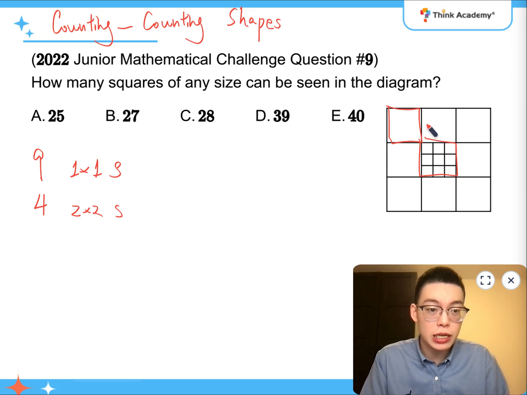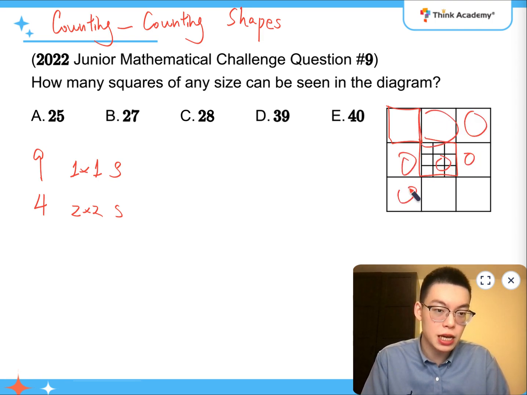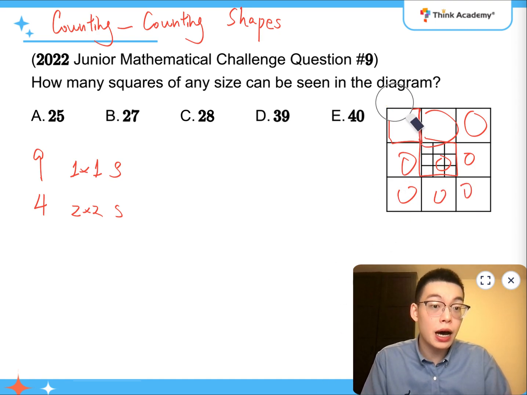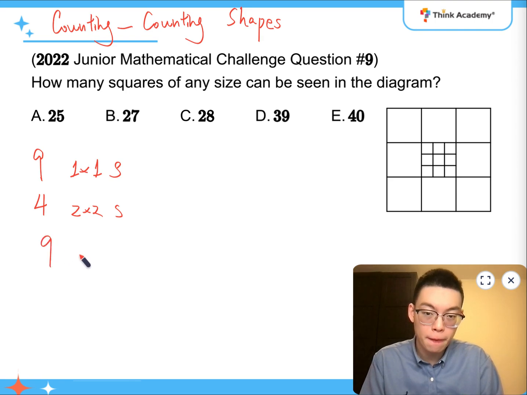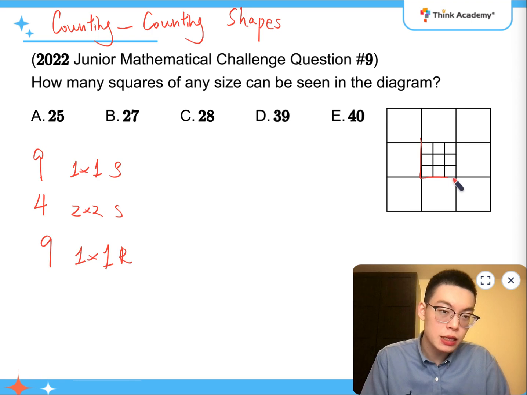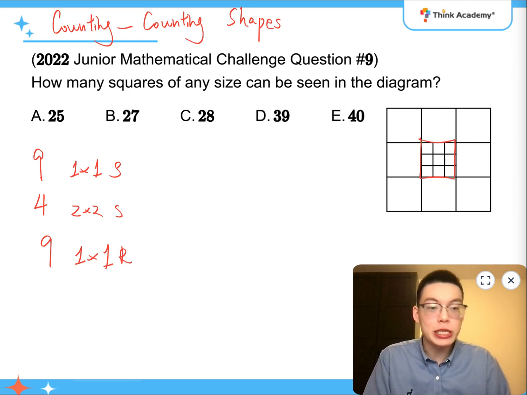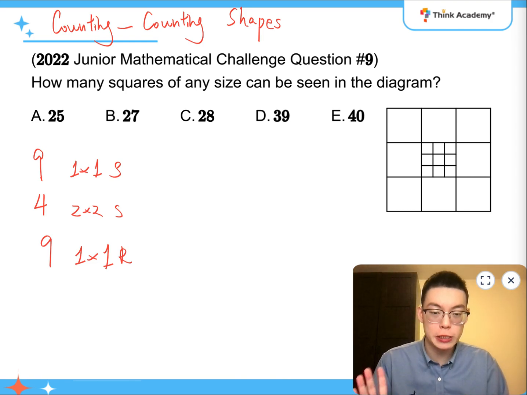And there's going to be 9 of them for the regular squares, right? 1, 2, 3, 4, 5, 6, 7, 8, 9. So there are 9 regular 1 by 1 squares, which already involves the 3 by 3 small square. Okay, so we don't need to count it twice.